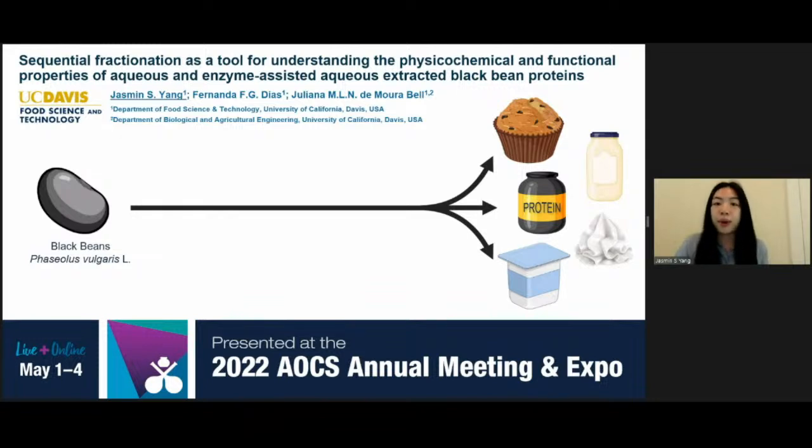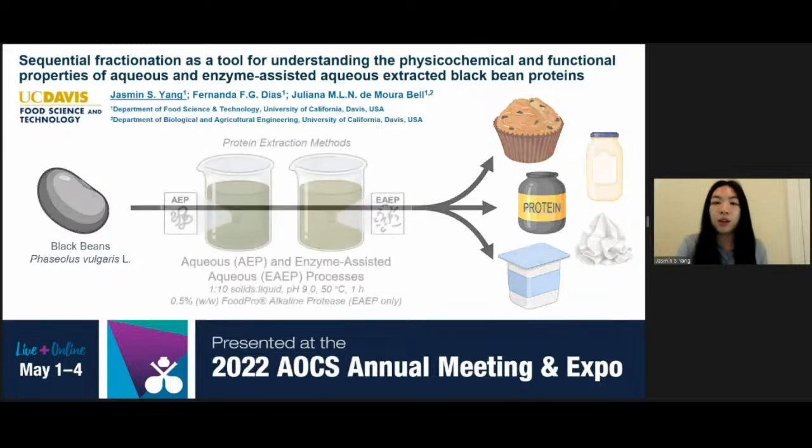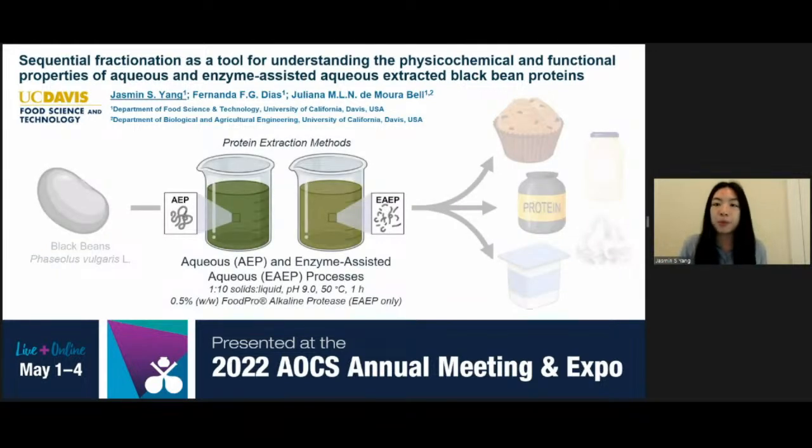Therefore, we're interested in better understanding two extraction methods of commercial interest: the aqueous extraction process, known as AEP, and the enzyme-assisted aqueous extraction process, or EAEP. For both of these processes, we milled raw black beans into flour, dispersed the flour in water at a 1:10 solids to liquid ratio, and extracted at pH 9 for 1 hour. The slurry was then centrifuged to obtain a protein-rich skim fraction in the supernatant.